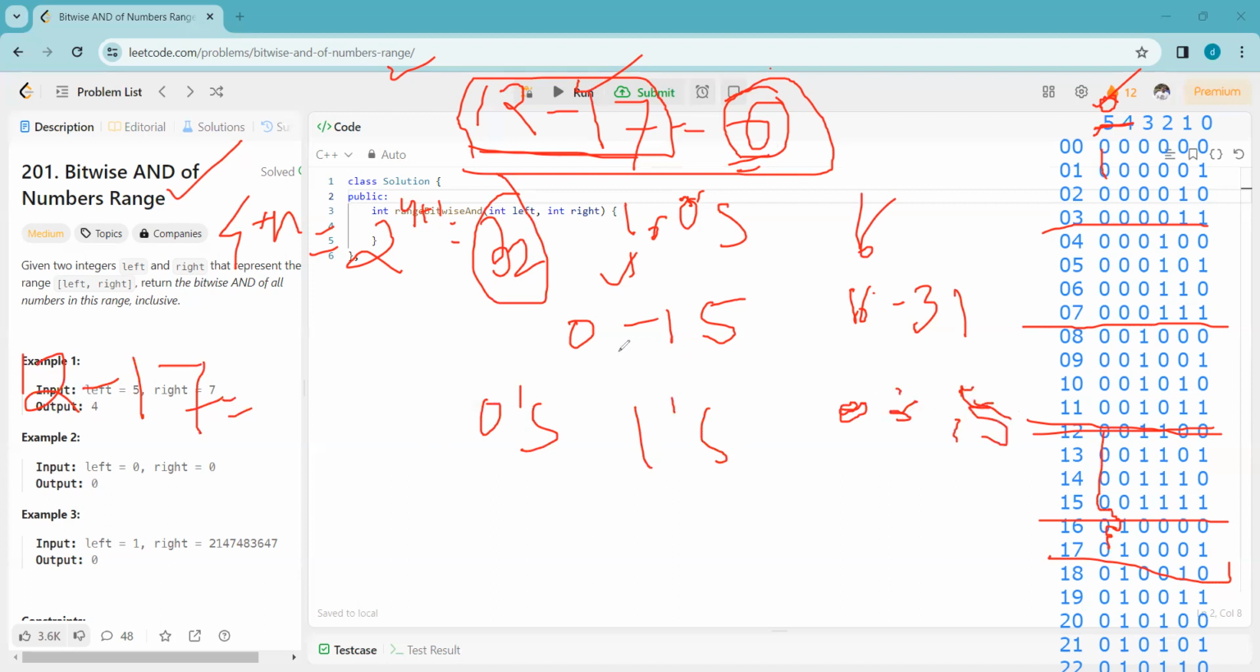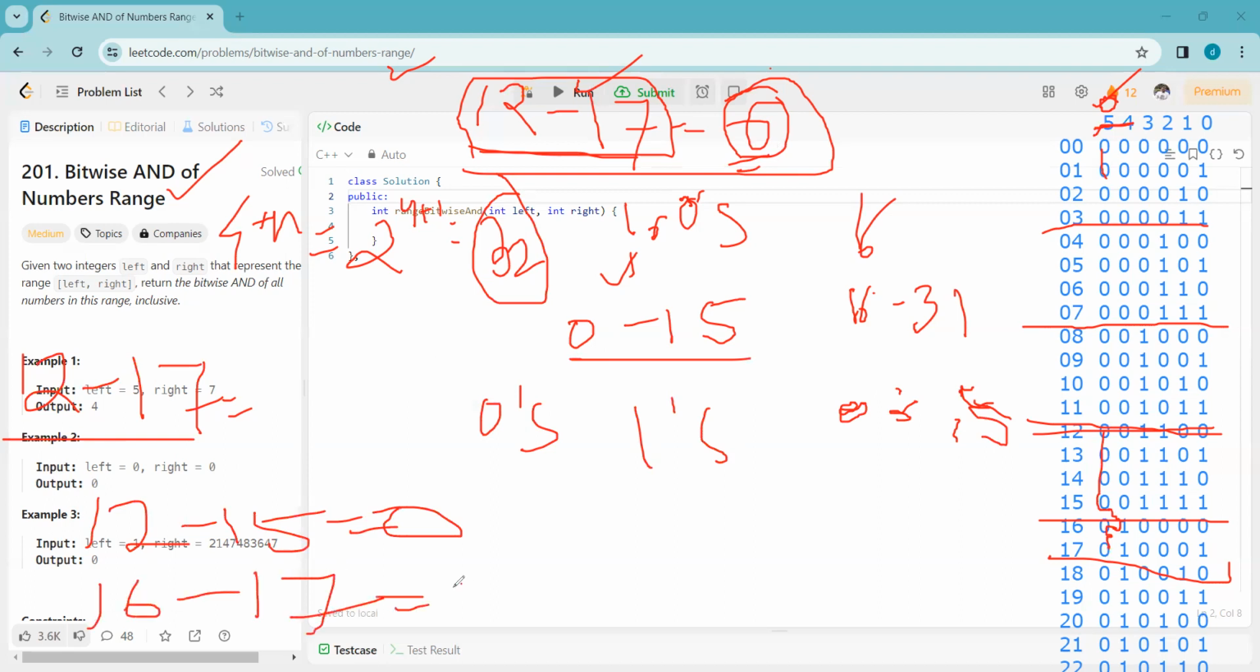Let's see. Our number lies from 12 to 17. That means for the numbers 12 to 15, it will be zeros, and from 16 to 17, it will be ones. That means it lies in the some zeros, some ones case. So the bitwise AND for this condition is also 0. That means for the fourth bit also the resultant will be 0.